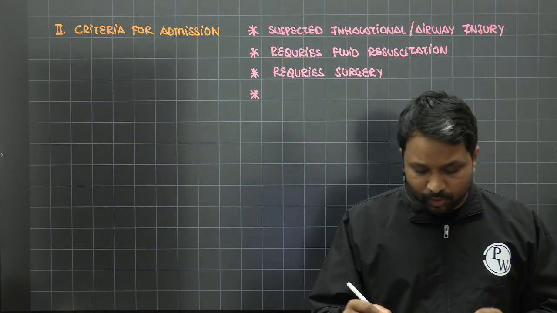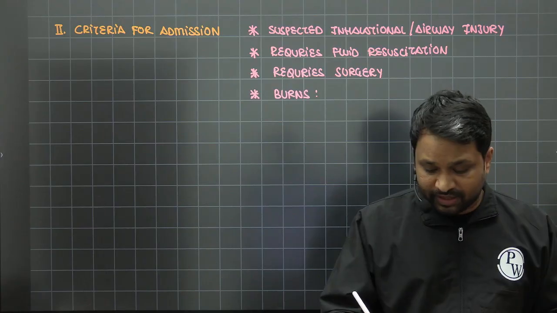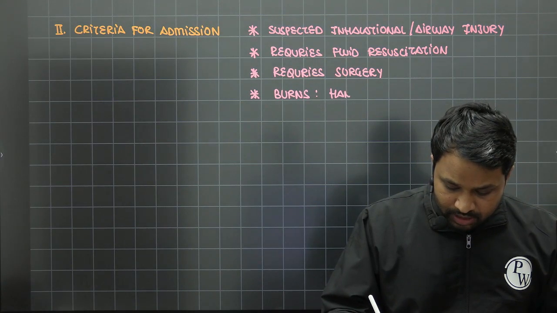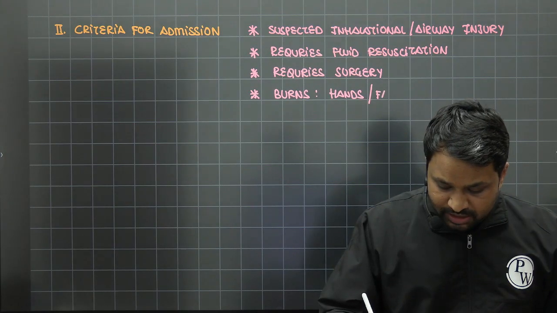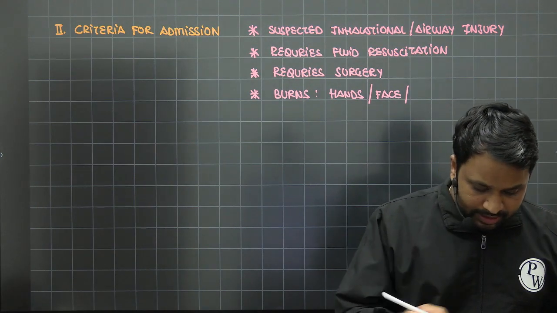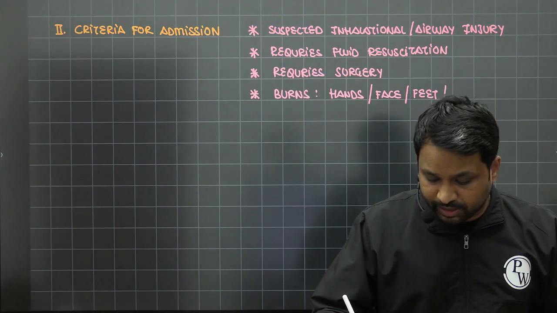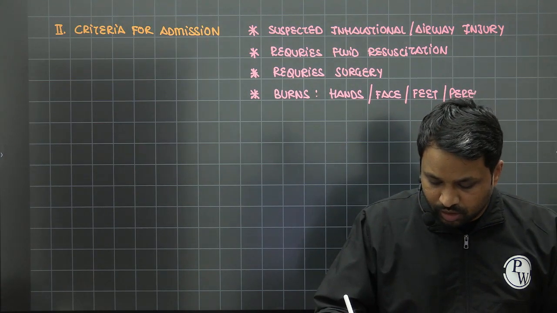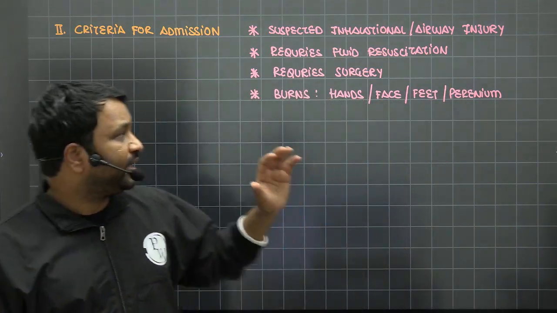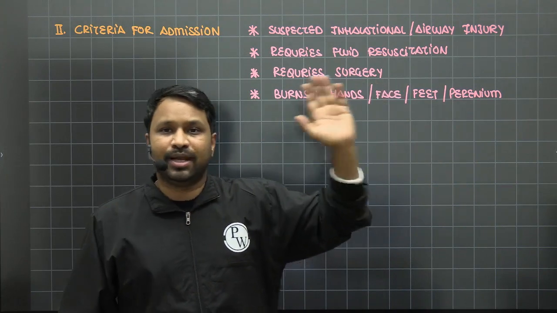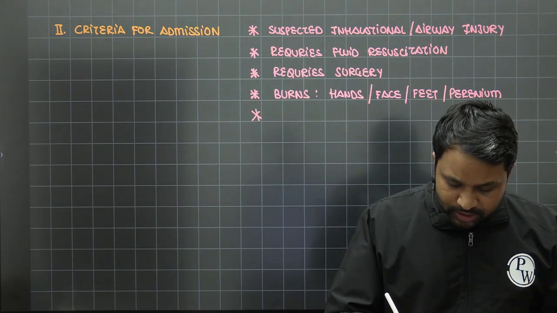Then, very important, if the burns, I'm not talking about the percentage, but if there are burns which are present on hands, which have got very high risk for post-infection, face requires good monitoring and care, feet for the same reason as hand, and perineum. All these are notorious sites for infections and difficult management. If there is a burn in any of these areas, I would like to admit the patient and address those particular components, right? So that is another one.